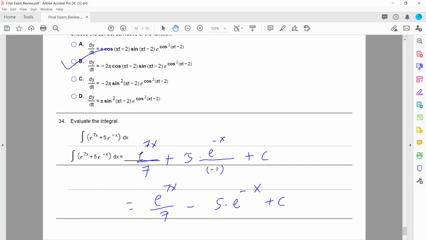If you try to find the derivative of this thing, you are going to get this one. So that's your answer, and we're done.